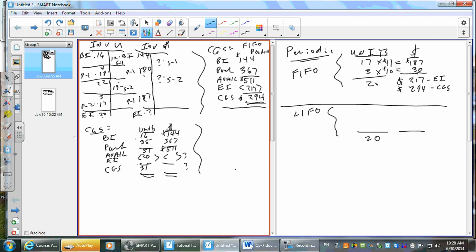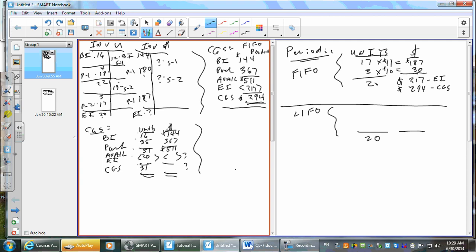How many units did you start with? 16. How many did you buy? 35. How many were available? 51. How many did you keep at the end? 21. How many did you sell? 31. Does it make any difference which method you're using? Not at all. We're just valuing them differently, right? Exactly the same units. Okay, so I want 20 units. Well, which ones are they going to be? I sold the most recent purchases. I kept the oldest stuff. What's the oldest stuff?